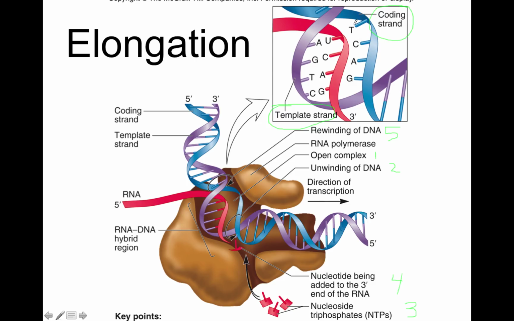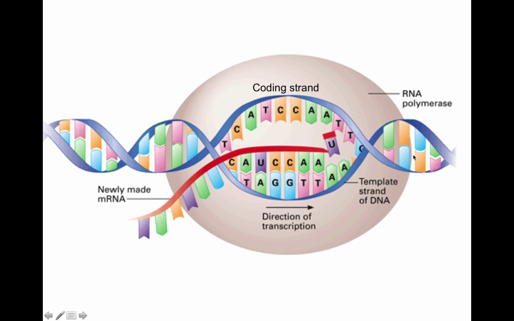But when we look at the sequence of nucleotides on the coding strand, they are exactly the same as the sequence of nucleotides on the RNA that's being transcribed. So remember, RNA has uracil in place of thymidine, but the C is the same, the A is the same, and the G is the same. Okay, so the coding strand has the same sequence as the RNA does.